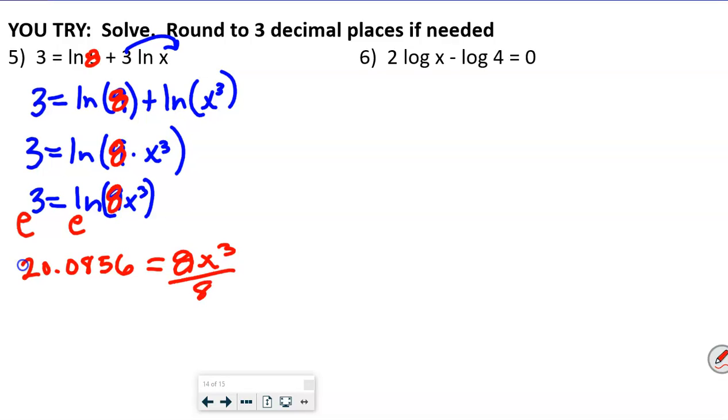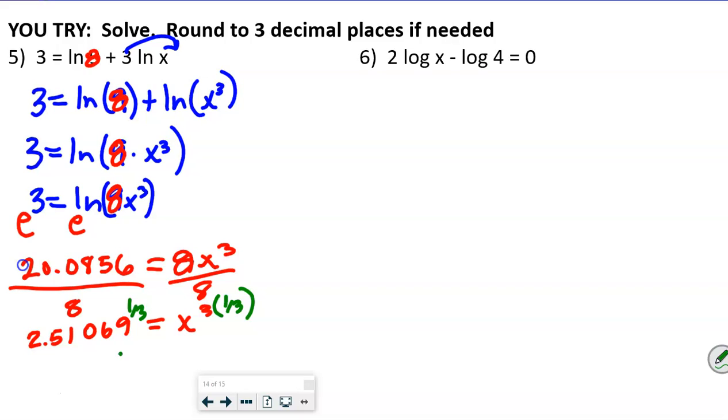So we're going to divide both sides by 8. And that's going to give us 2.51069. I'm just going out, and then that's going to be equal to x to the third. So how do we get rid of a third power? We take it to the 1/3 power on both sides. So x is going to be equal to 1.359. And again, plug it back up in there and make sure it works. It does, but just make sure.